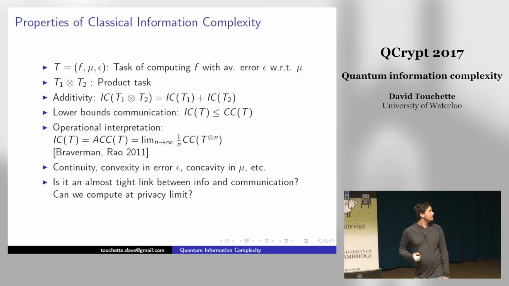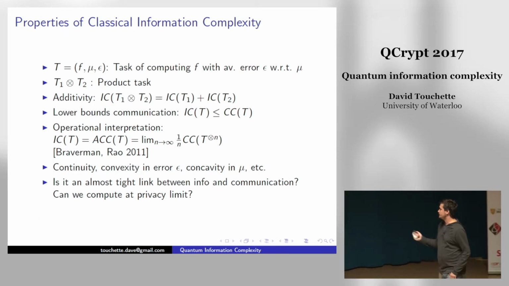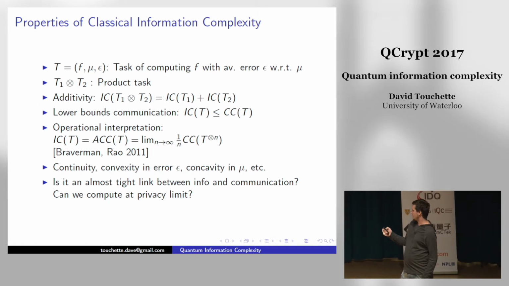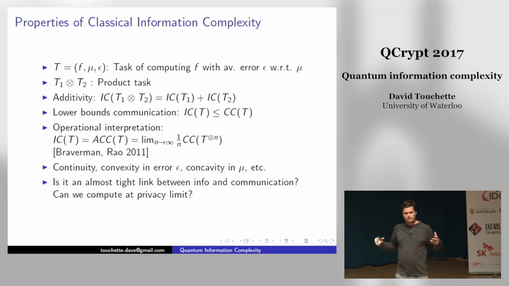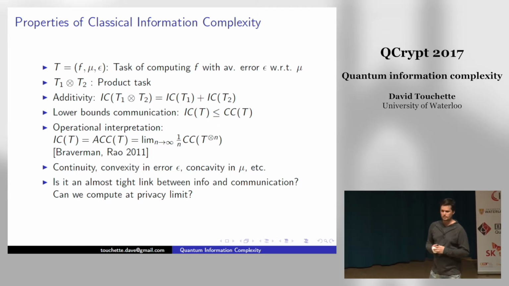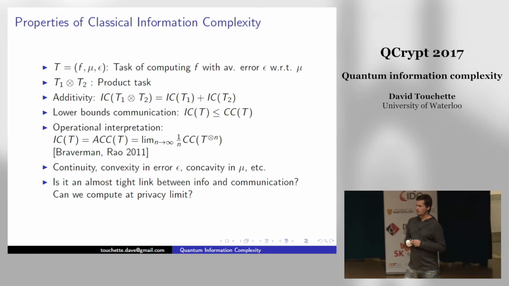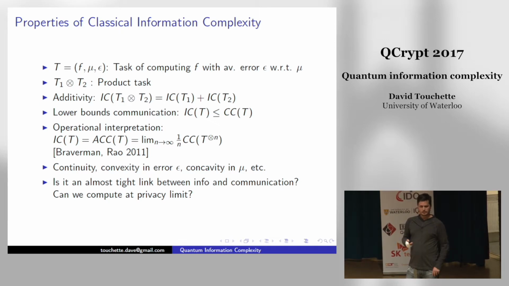Okay, so it satisfies many interesting properties. In particular, it's a direct lower bound on communication. It's also exactly equal to amortized communication, as we mentioned earlier. Then it's not always clear if you can always compress down to the information content of the protocol. So in other words, can we always compute at the privacy limit in terms of information?